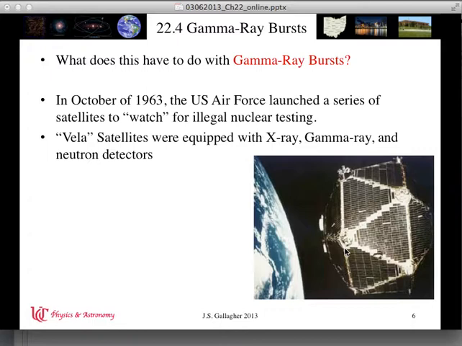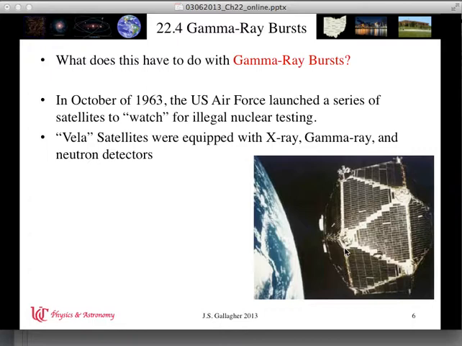So what does this have to do with gamma ray bursts? The astronomical object we're interested in here are gamma ray bursts. Well, in October of 1963, the United States Air Force launched a series of satellites whose main purpose was to enforce the Partial Nuclear Test Ban Treaty.